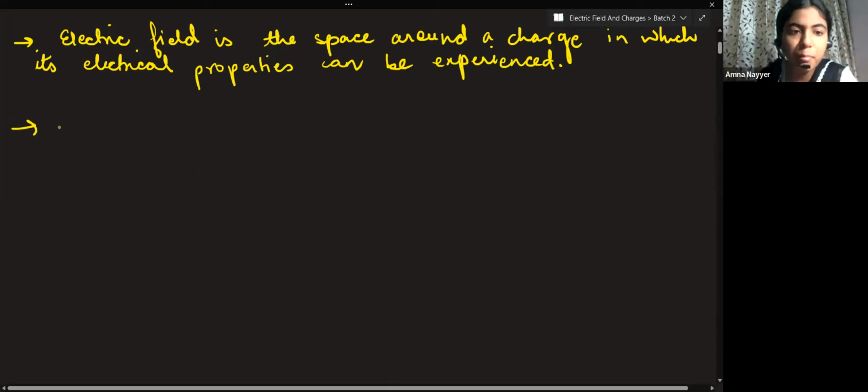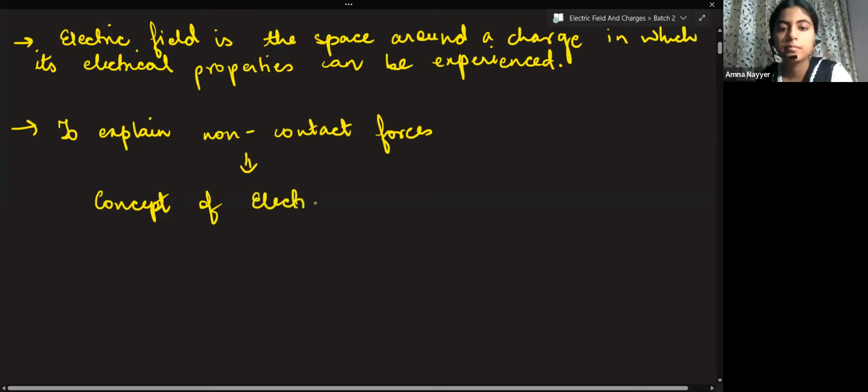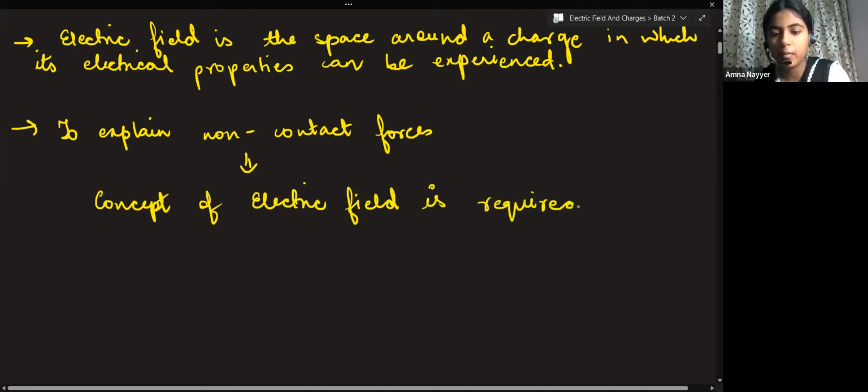So to explain non-contact forces, this concept of electric field is required.